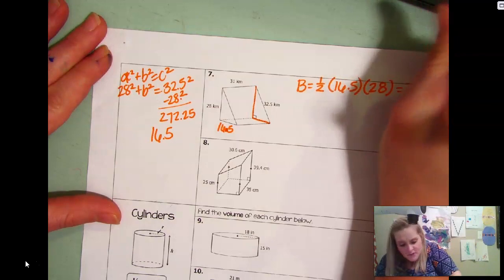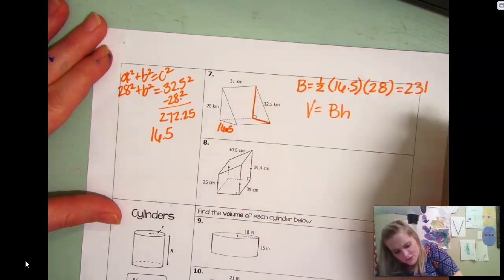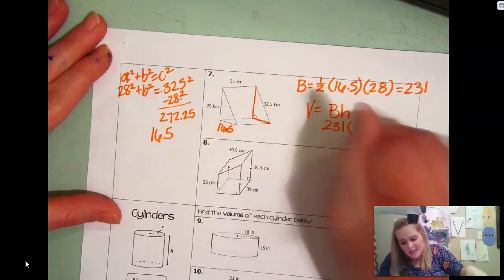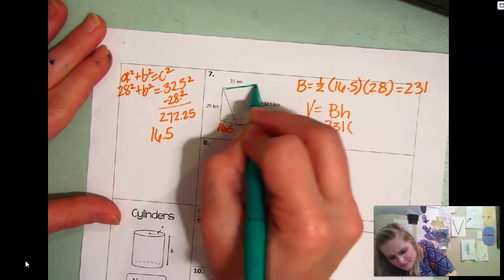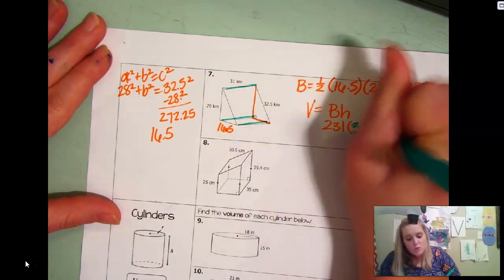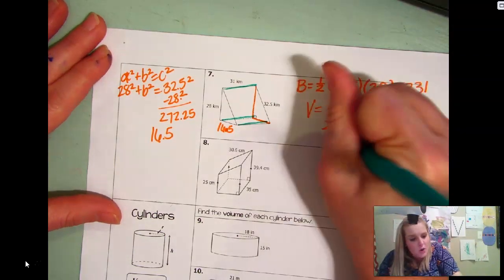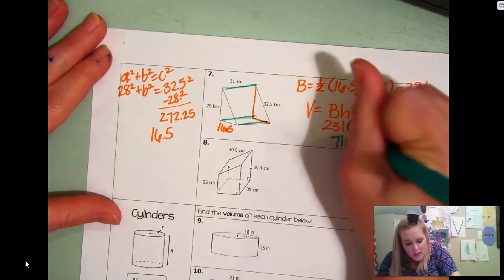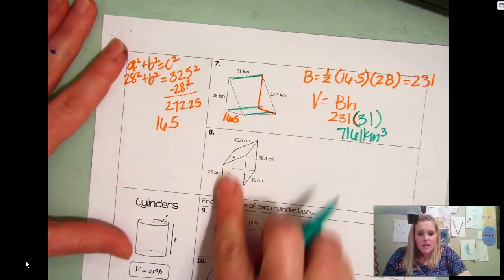231. So your volume is going to be big B times height. The big B is 231. The height is what separates your bases. The distance in between those bases, which in this case is 31. You multiply those two things together, 7,161 kilometers cubed.